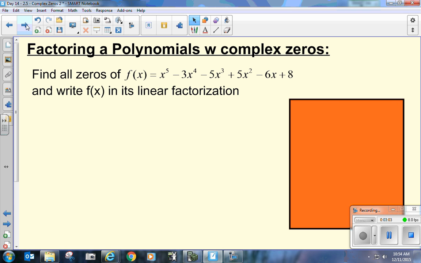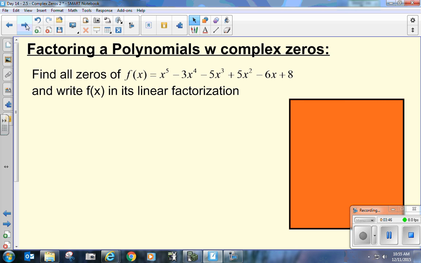All right, let's begin. Factoring a polynomial with complex zeros. Find all the zeros of this given function f of x. I'm not going to read it, it's long. And write f of x in linear factorization. That just means factor it with cheeks. So how do we start? If I asked you to factor that, it would be very difficult. You need some help to start. Before, we were given the factors and worked backward. Now we're working the opposite way, forward. How can I find out what some possible zeros are of this? It's on your notes there.